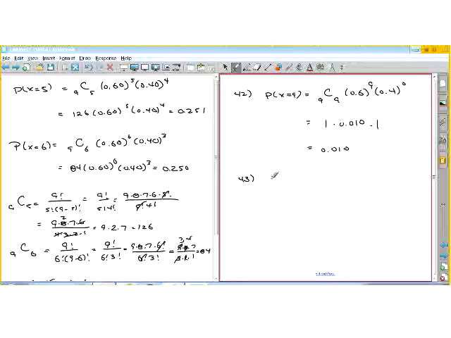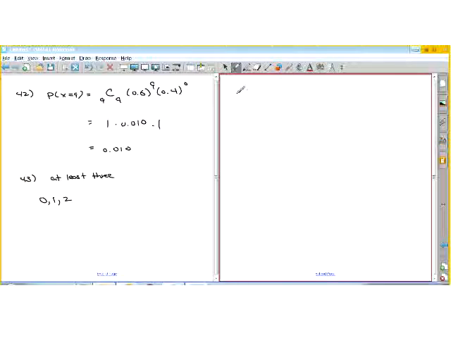And then 43 is at least 3. So this one you can do it 2 ways. You could do 4 or 3, 4, 5, 6, 7, 8, 9. Or you can do 0, 1, 2, those 3, and then add those together and subtract from 1, which is the best way to do it.